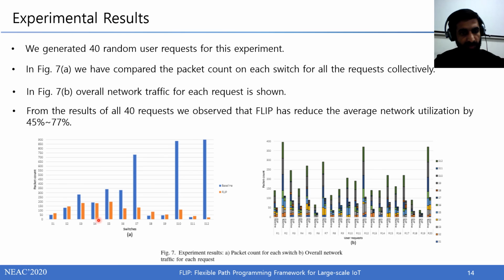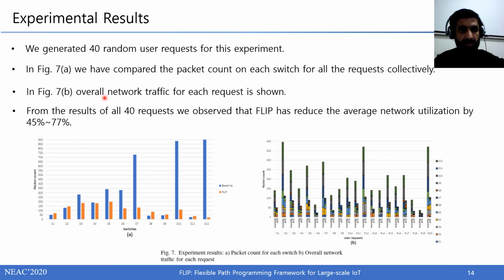So as you can see, as we move up the hierarchy, these are the children switches, and as we move up the hierarchy, these are the parent switches. As we move up, as you can see, the parent switches have the least number of packets going through them in case of Flip, while in the case of baseline, as we move closer to the cloud, this becomes the bottleneck.